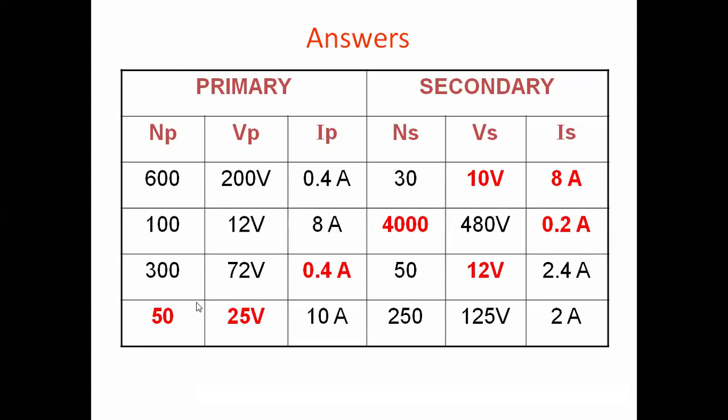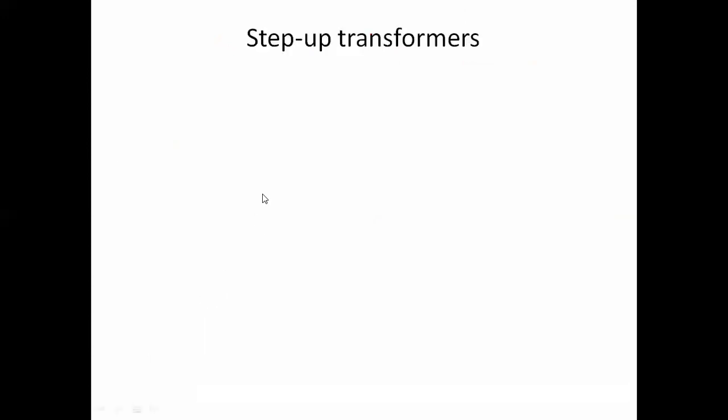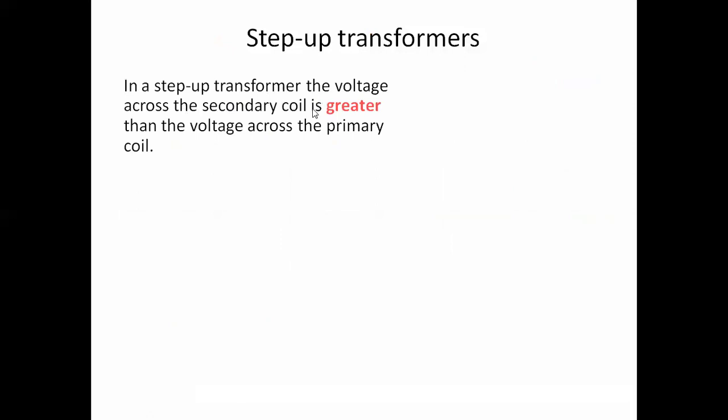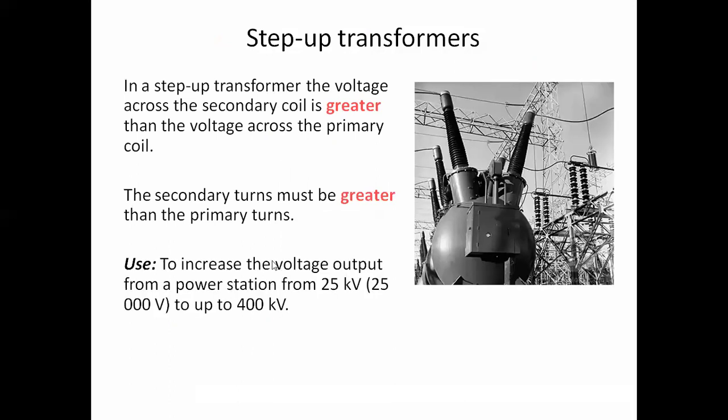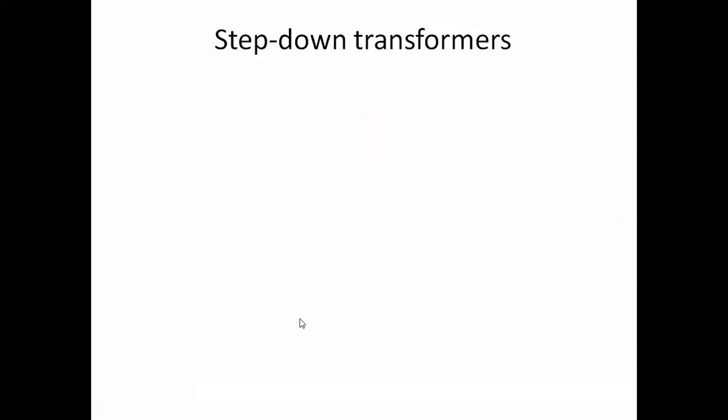Now let us go to the next slide. Step-up transformers. In a step-up transformer, the voltage across the secondary coil is greater than the voltage across the primary coil. So turns are also greater. So this is the diagram of the transformer, which is a step-up transformer. This is used to supply the voltage to the industries where greater voltage is needed. So we use it to increase the voltage from 25 kilovolt up to 400 kilovolt.